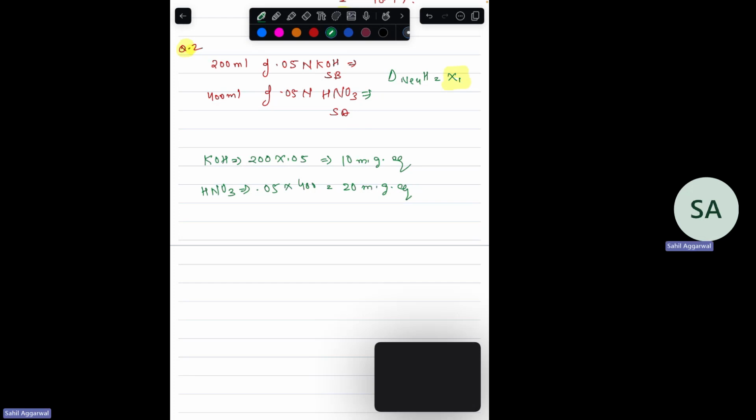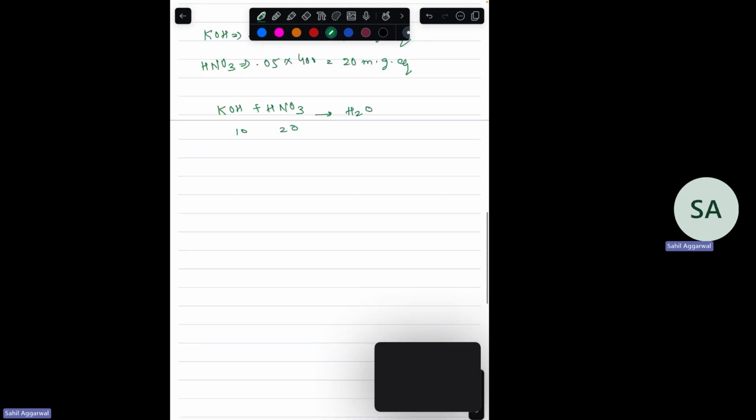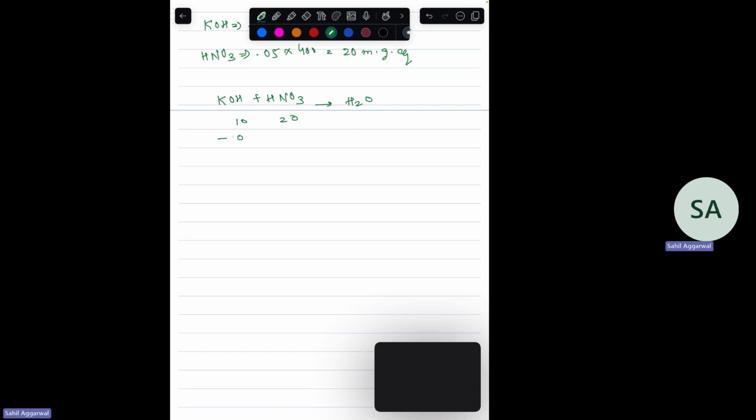If the two reacts, if this is 20, this is 10, then according to the concept of limiting reagent, only 10 reaction में लाकर ये completely use हो जाएगा और ये बच जाएगा. 10 milligram equivalent reaction में लाकर 10 milligram equivalent salt will form limiting reagent की वजह से. और वो 10 मिलीग्राम इक्विवेलेंट कितना हीट दे रहा है? X1 हीट दे रहा है.